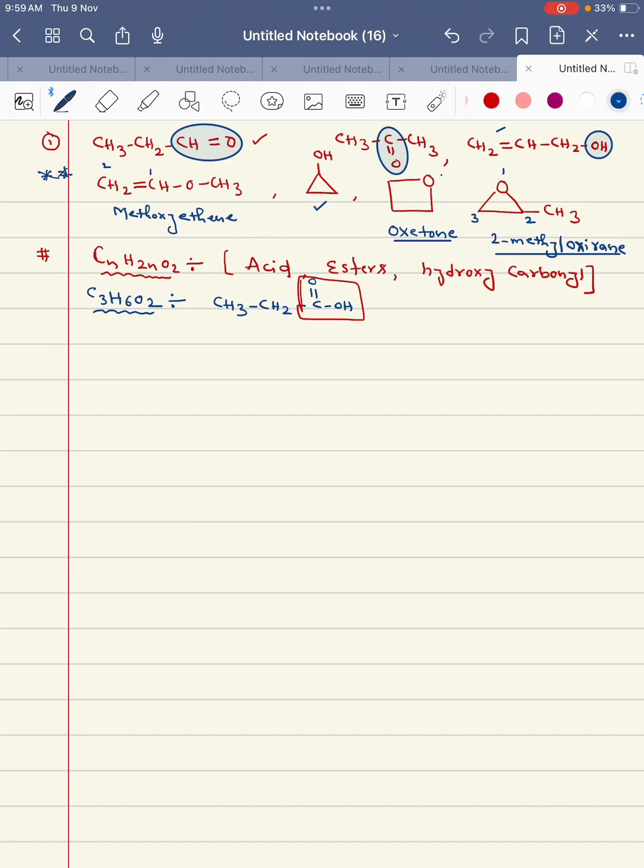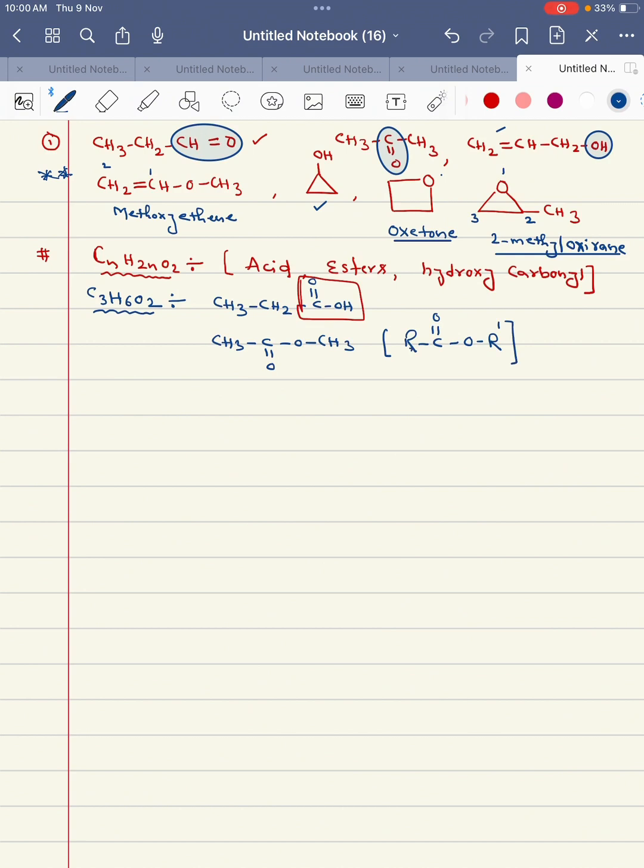Next, one more compound is given. It is the ester. What is the ester formula? It is CH3, C double bonded O, O, CH3. So the general formula will be written like this: R, C double bonded O, O, R dash. It is called the ester general formula.